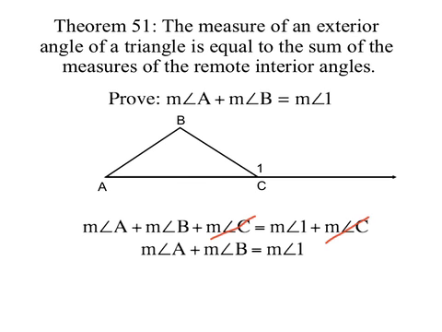Then we can subtract the measure of angle C from both sides of our equation, and we get what we were trying to prove, that the measure of angle B plus the measure of angle A is equal to the measure of angle 1, or in other words, the sum of the measures of the two remote interior angles is equal to the measure of the exterior angle at the other vertex.